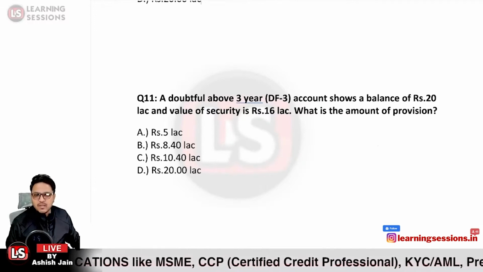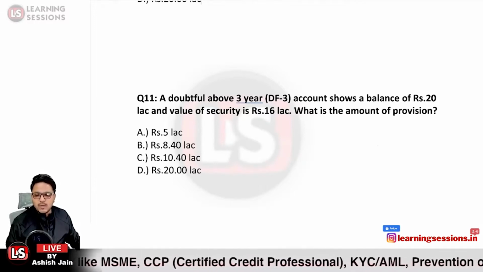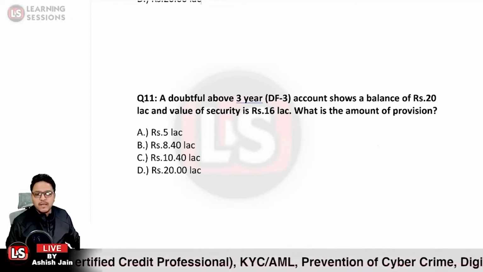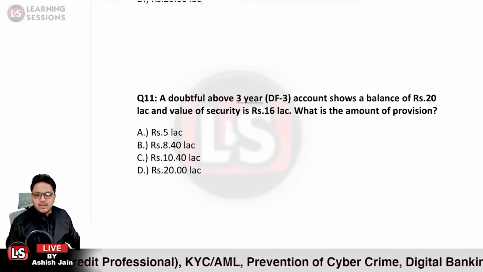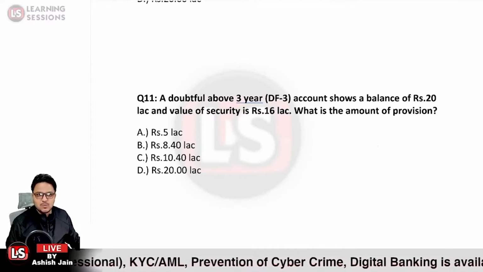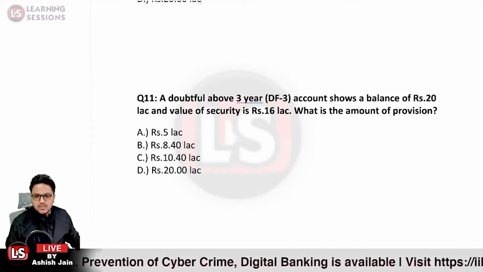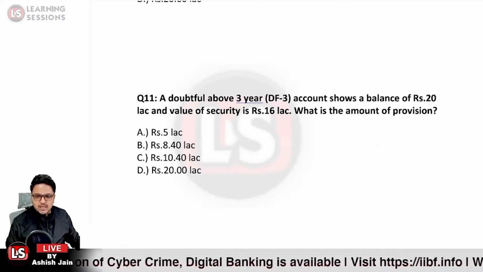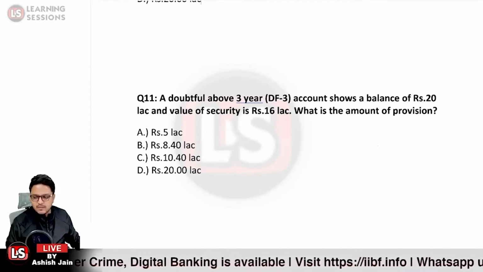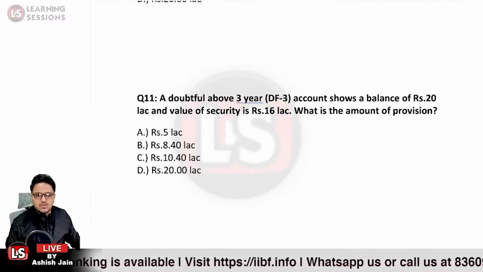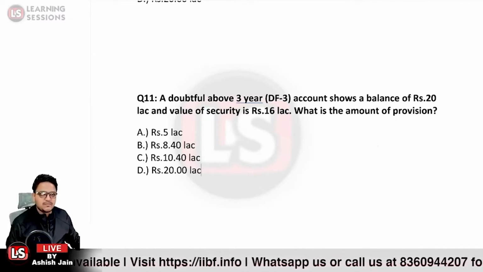Question number 11. We are provided with the loan which is under the category DF3, and further the balance is 20 lakh rupees and the value of security is available at 16 lakh rupees. What will be the amount of provision in this particular case? So Bharani Vasuki has answered correctly, and further Rahul Singh Rajput has also answered correctly at the earliest. So option D over here is the right answer.